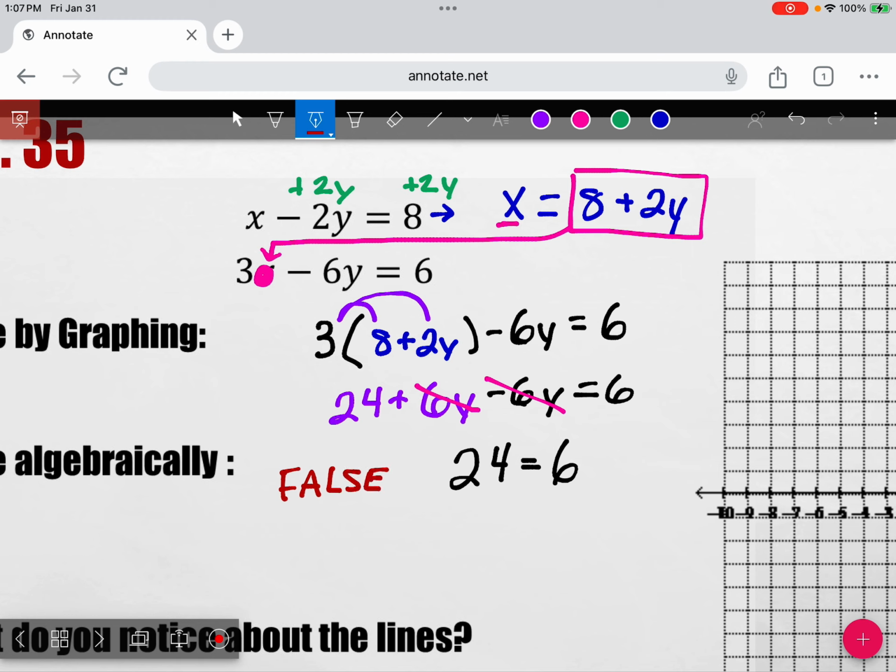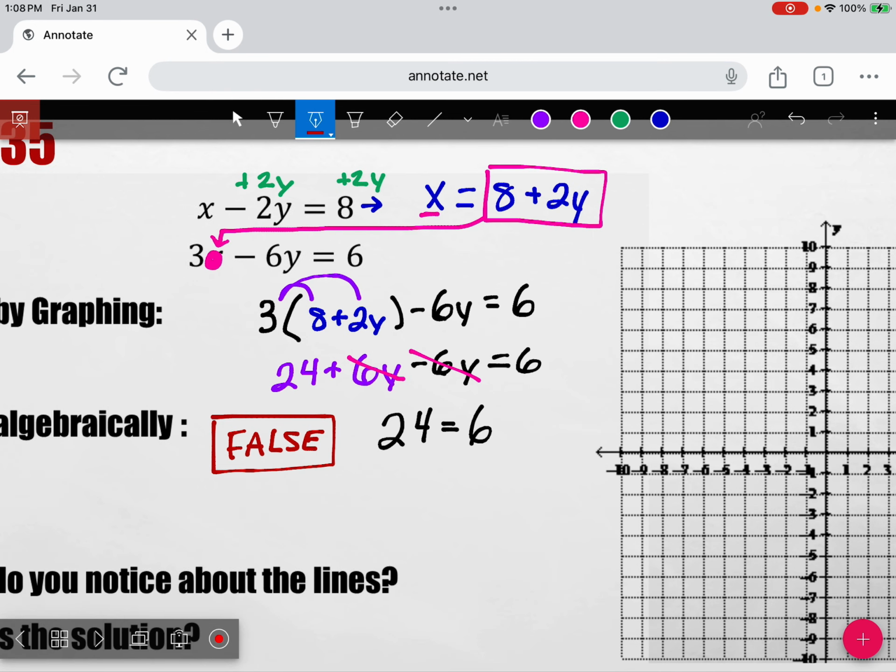So what do we think might be happening with these lines? Yeah, these are going to be parallel lines. These are two things that will not touch ever, ever, ever. So if we look at this when we are graphing, thank you, dear.